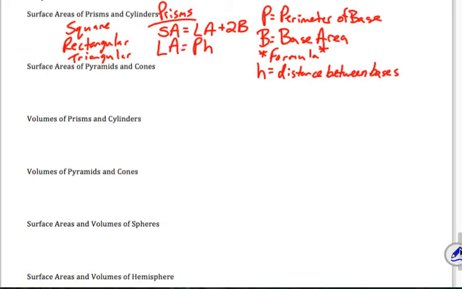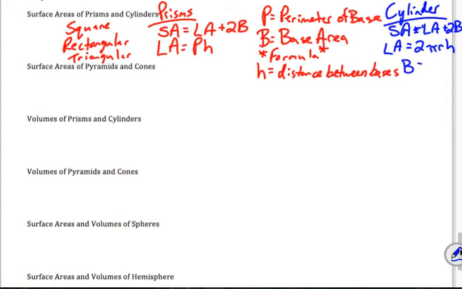Alright. We also here, if you left enough room, you could do cylinder right here. Alright. Cylinder, not difficult. Surface area is going to be equal to lateral area plus 2 times the base. But here's the fun part. Lateral area is equal to 2 pi r h. The base is a circle, so it's pi r squared.